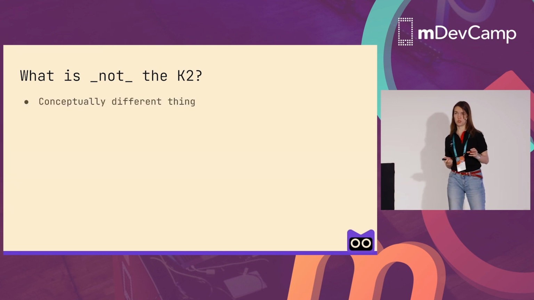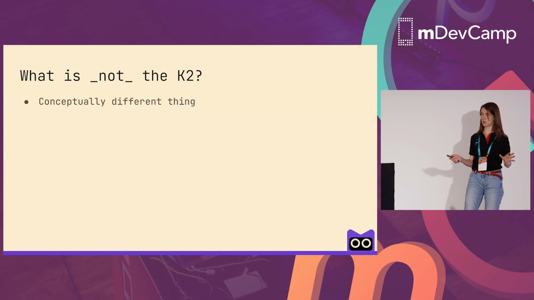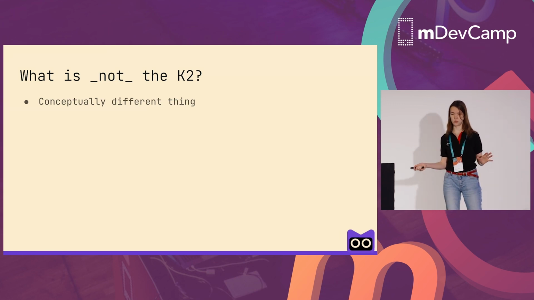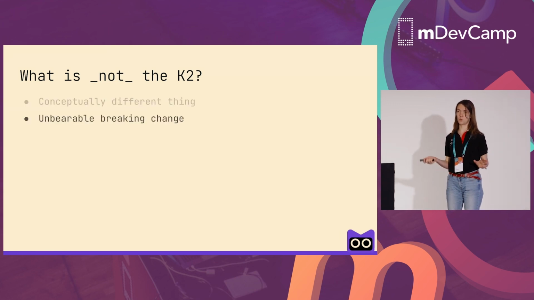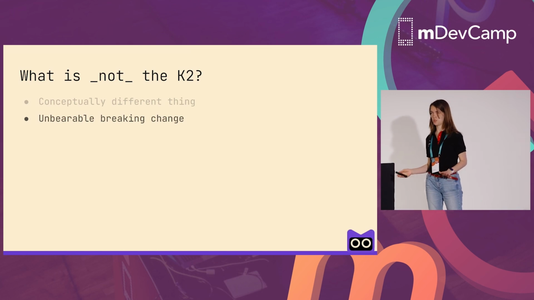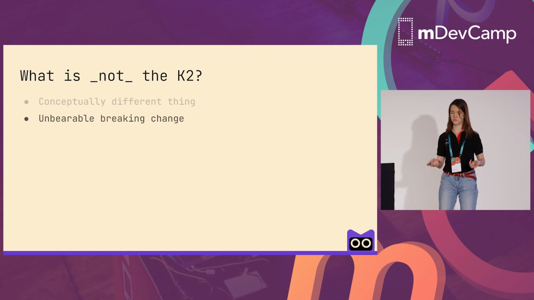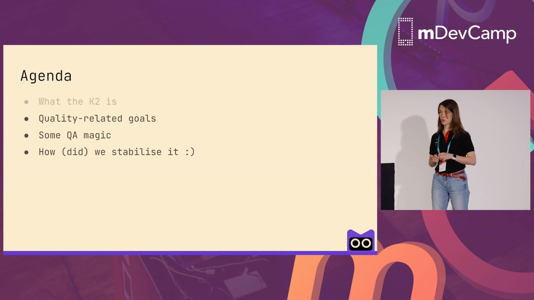So it is important now to say what the K2 is not. It's not a conceptually different thing. We are still the same Kotlin with all the same rules. And we don't want to bring any unbearable breaking changes to our users, to you. Right, now we know what we are testing.